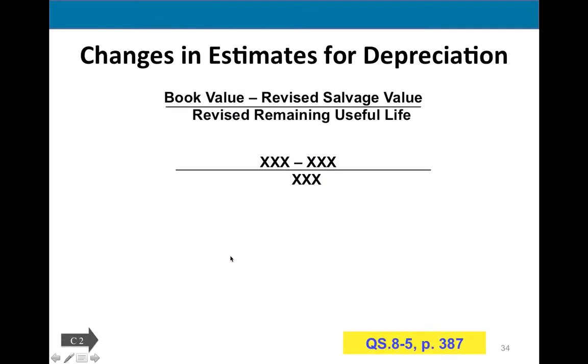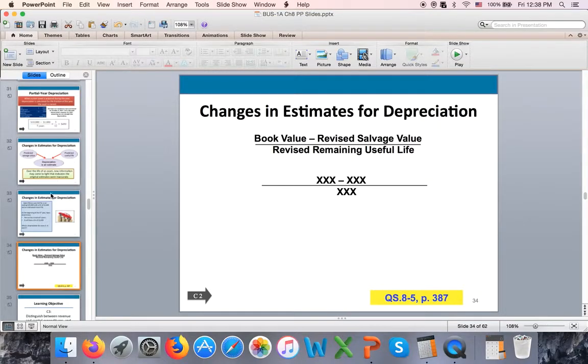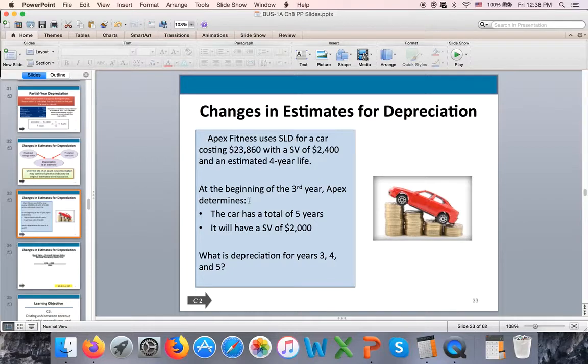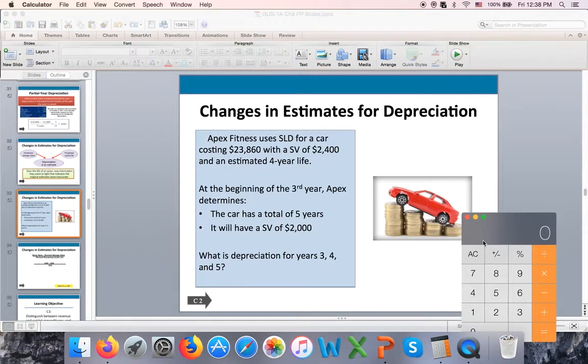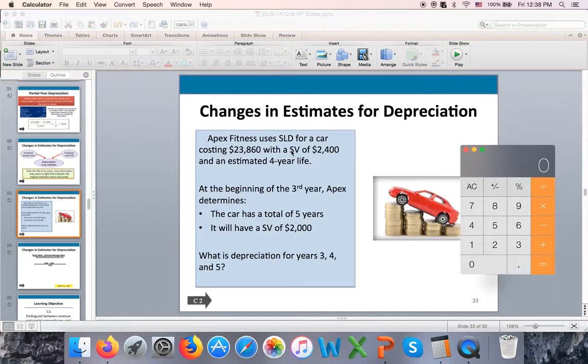So it's easy to get confused here. This is a good formula to remember. So we have to take the book value of the asset at the time of the change minus revised salvage value divided by revised remaining useful life. So let's look here at the example we have. So first of all, let's calculate the book value. If it's not given, we have to do calculations.